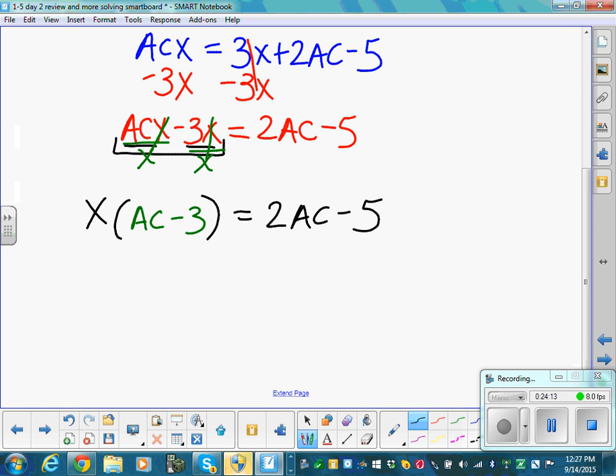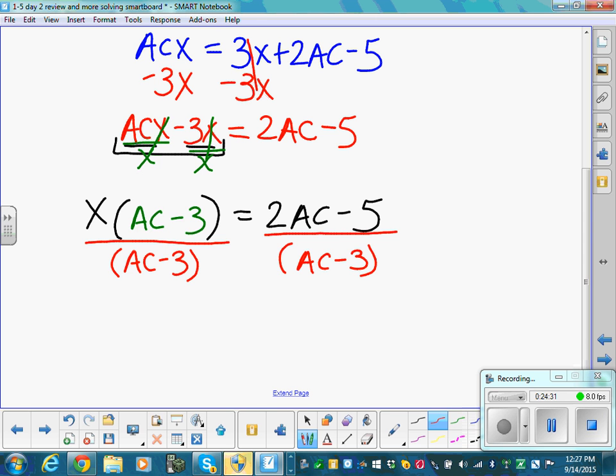Now from here, it's x times all that stuff, right? X times AC minus 3. Well, division undoes multiplication. So look, if we divide both sides by AC minus 3, you have to do it to both sides. Then on the left here, those will divide out and become 1. So we'll just have x times 1, which is just x. X is equal to 2ACs minus 5 all over AC minus 3.